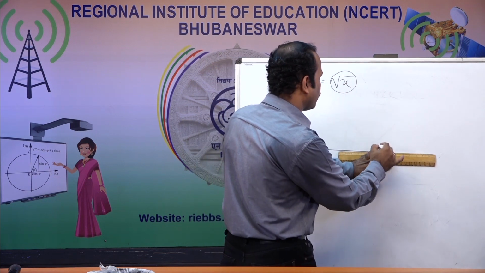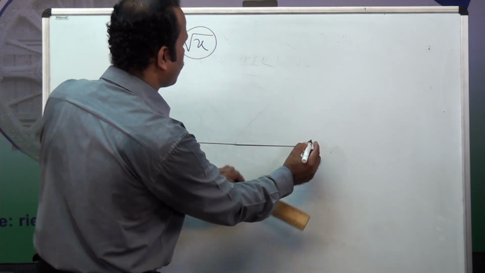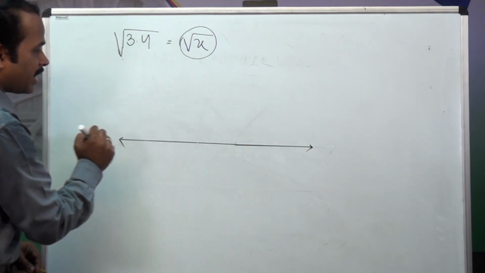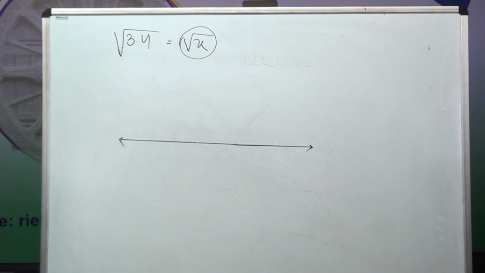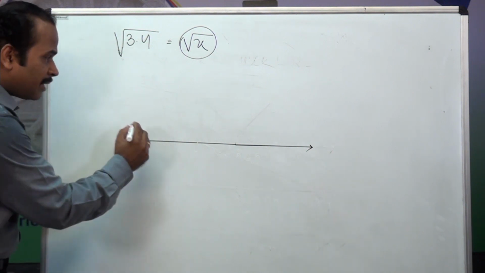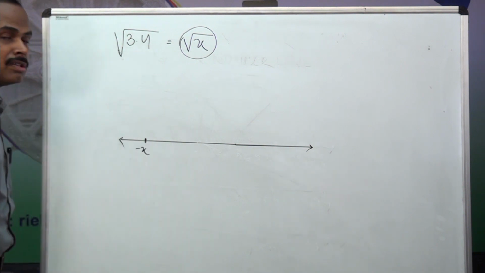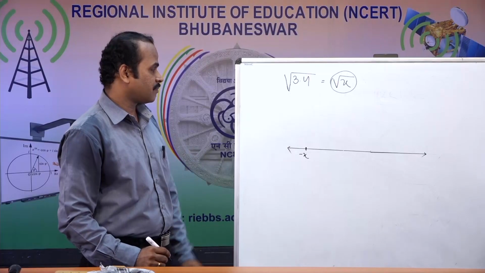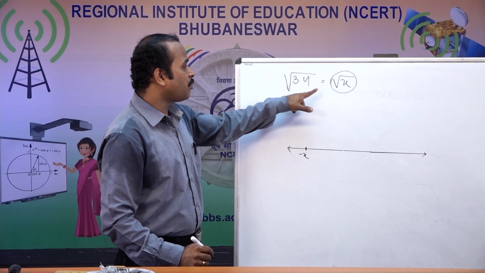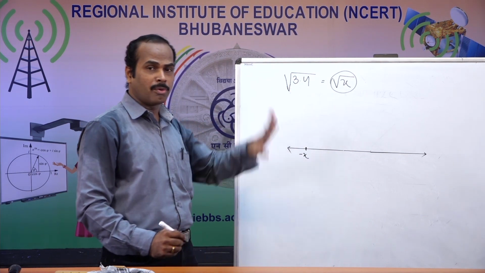Let us select a number line first. I have selected a number line here. Then, on this number line, let me find a point and take this point as minus x. Minus x means if you read this point as 3.4, I have taken it as minus 3.4.